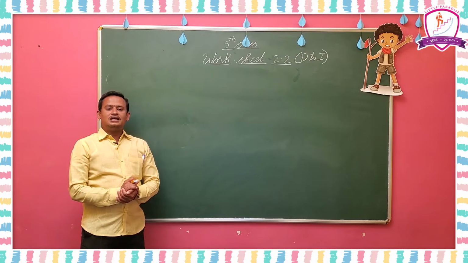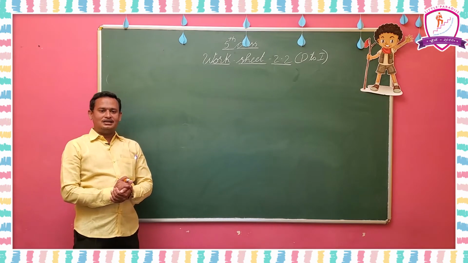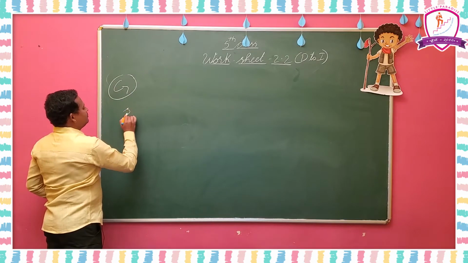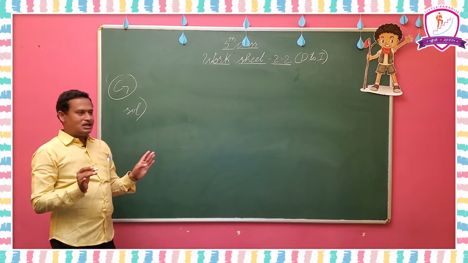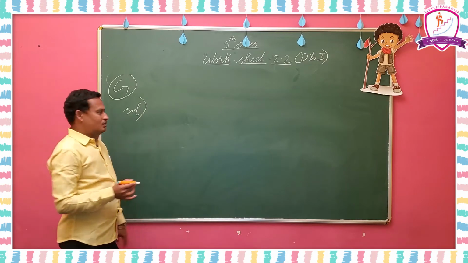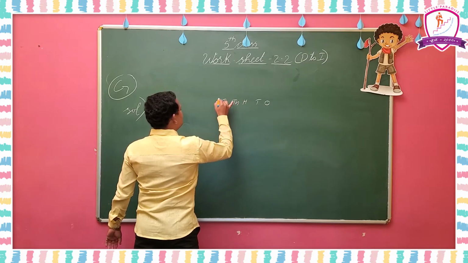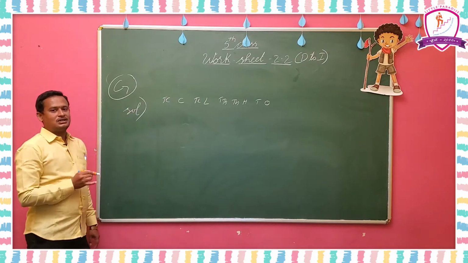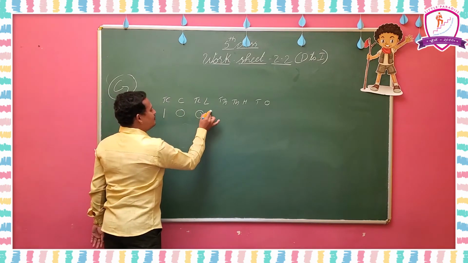How many zeros are there in 10 crores? That is the question asked in G. Write the solution for that. Here 10 crores is given. To write the number, first we have to write the places up to 10 crores, then we can arrange the number: ones, tens, hundreds, thousands, 10,000s, lakhs, 10 lakhs, crores and 10 crores. Up to 10 crores. 10 crores means 1 in the 10 crores place, and the remaining places will become zeros.